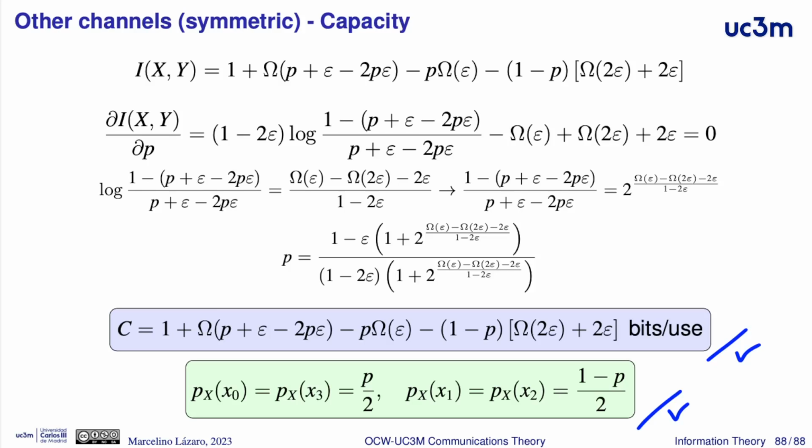Depending on the channel, maybe this solution is not unique. The distribution that we have here maybe is not unique, but at least we have a possible solution that is valid in most of the cases.